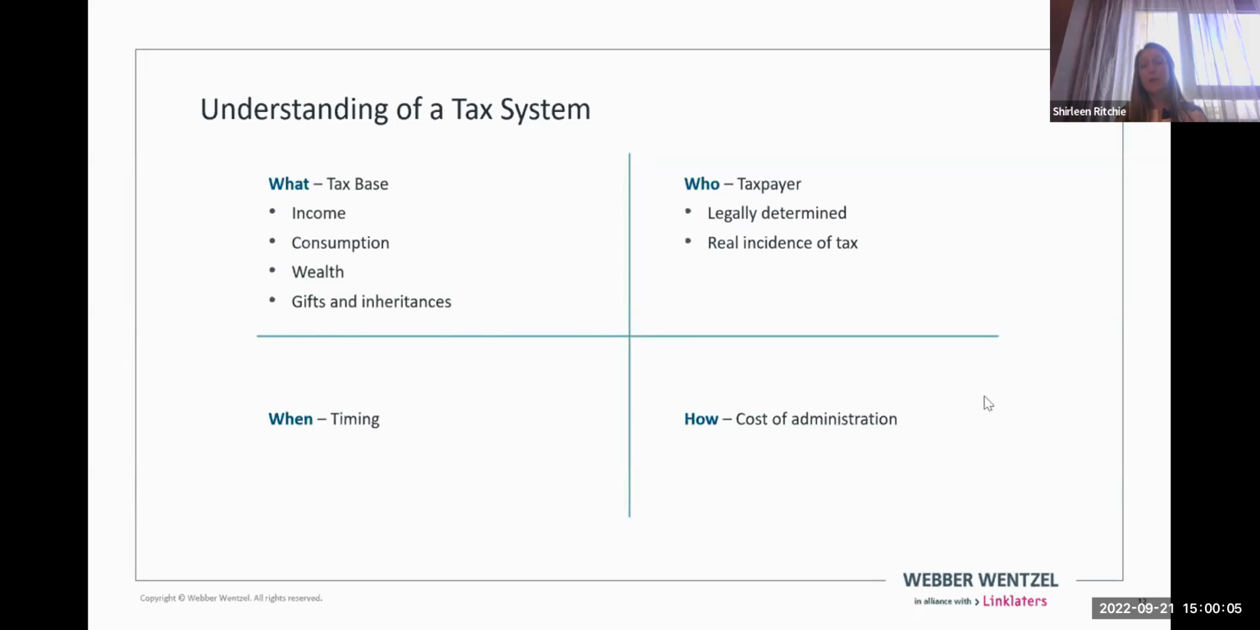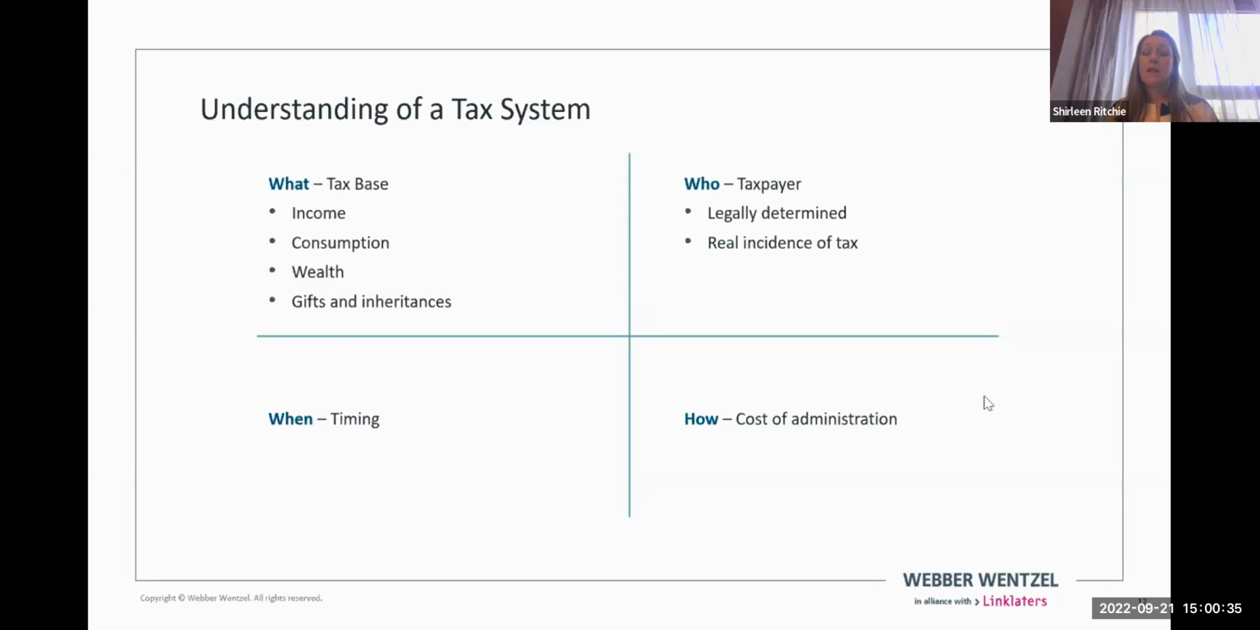Who is the taxpayer? This is a legally determined concept. So I think not particularly relevant outside of the US, but in the US you essentially have a check the box system where you can elect for certain taxpayers to be fiscally transparent. And so you have a legal definition saying, even though this corporate entity is separate from this corporate entity, for legal reasons, we're going to regard them as one.